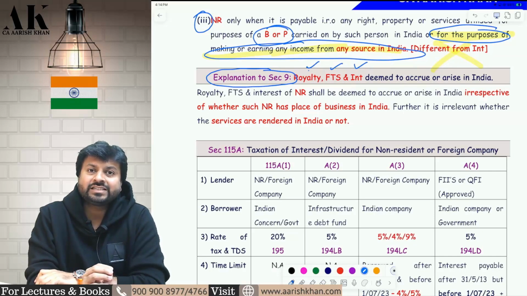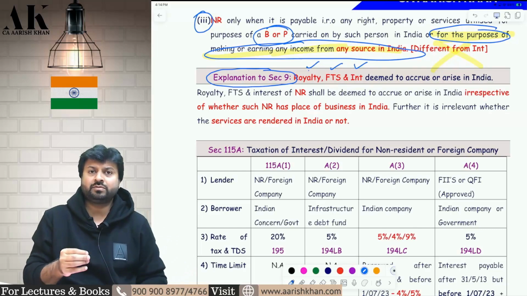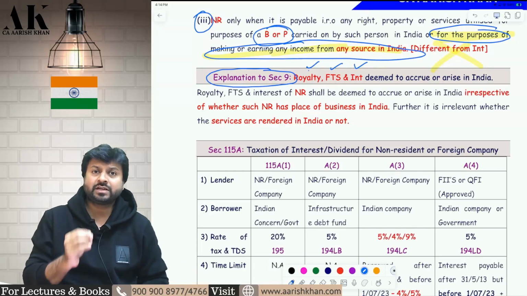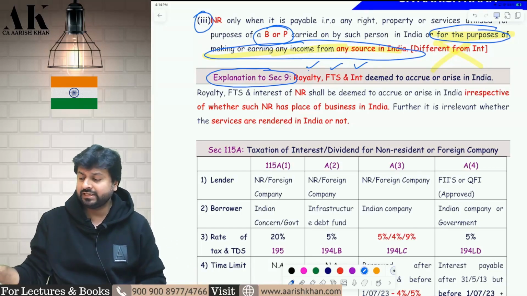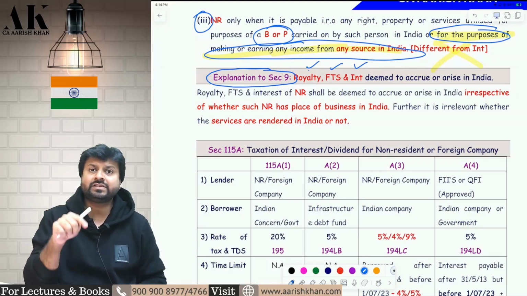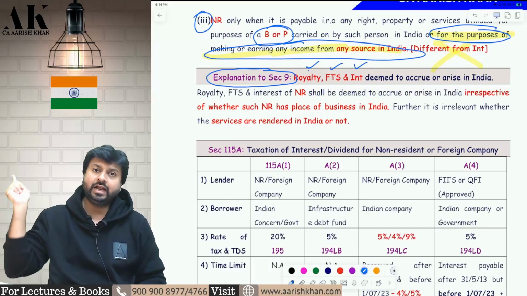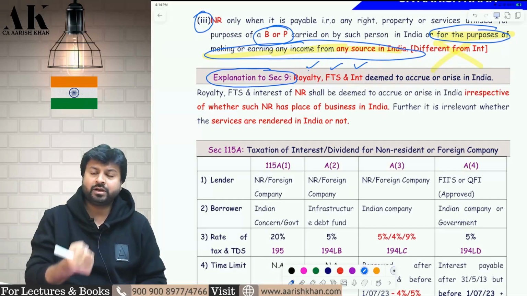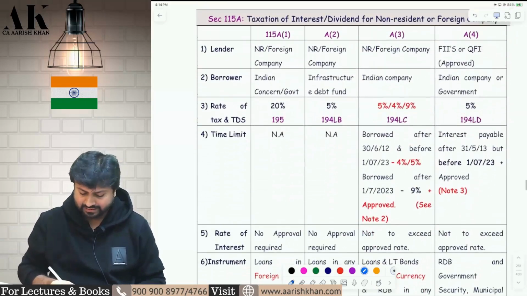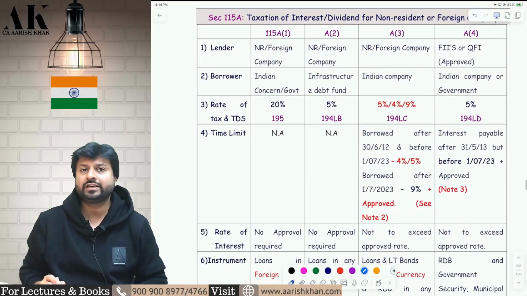So for non-residents, these incomes will be taxable irrespective of whether they have a business connection or permanent establishment in India, irrespective of whether they are rendering services in India or not. The only important thing is the services should be utilized in India. Rendering can be done from outside India, but utilization should happen in India. That is much more than sufficient. I hope it is clear to all of you.